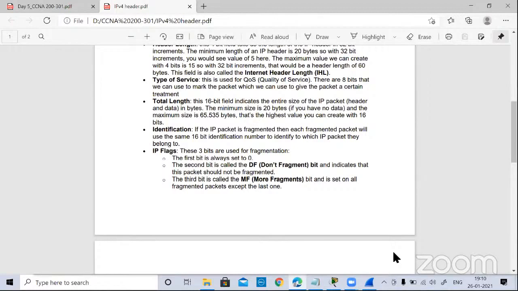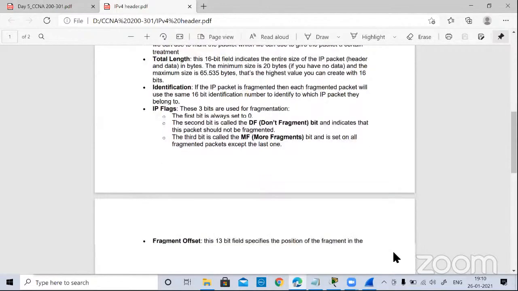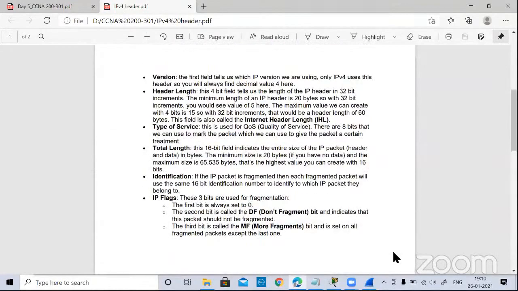So these are the bits which help you identify whether fragmentation has happened or not. This is important to understand whether more fragments are coming or not.